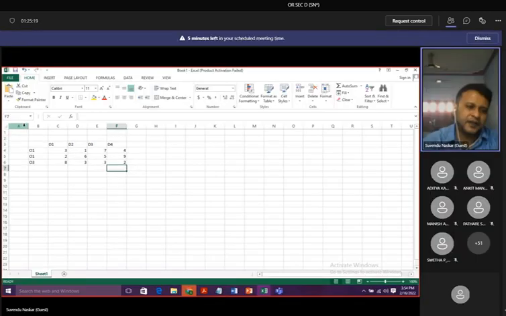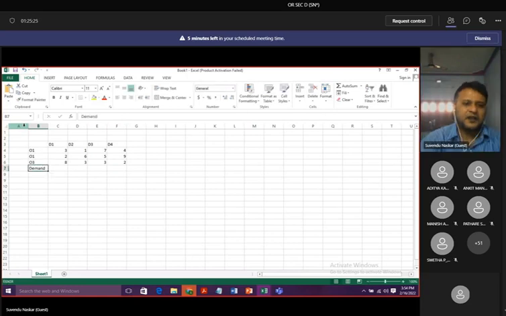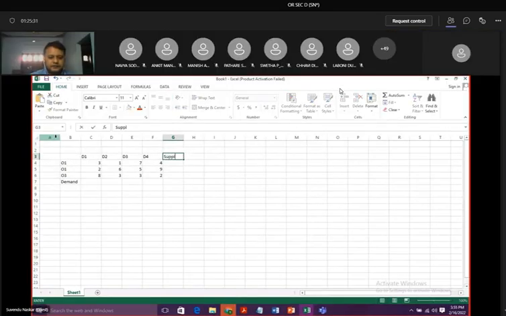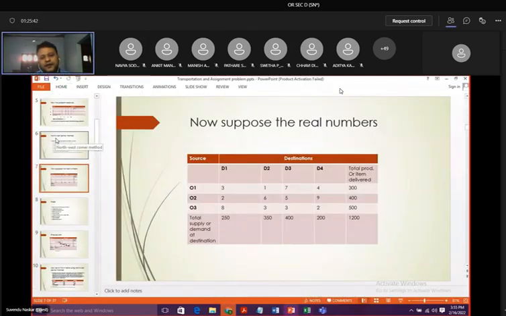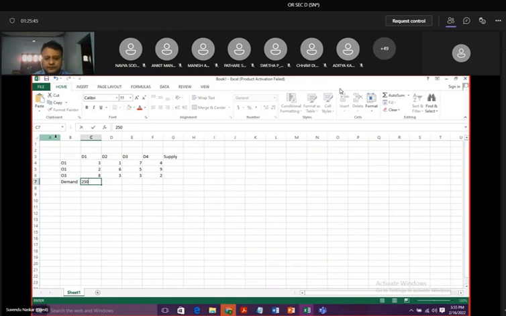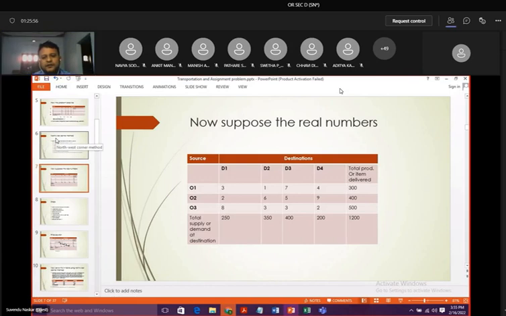I've just written whatever is already there. So what is the total? I'll put it here as demand, and here as supply. What are the numbers here? 250, 350, 400, 200. And what is the supply constraint? 300, 400, 500.